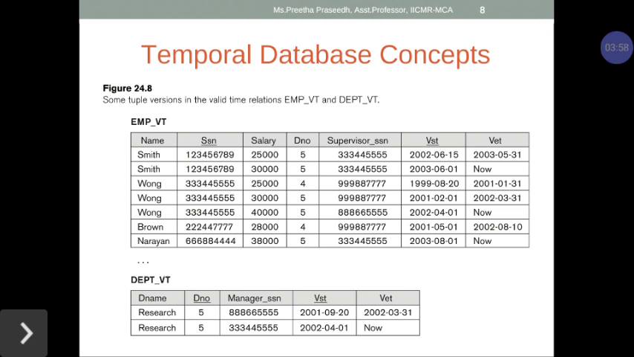So see this example of the employee and department table. You can see that the valid start time and valid end time are given over there for the employee table, and valid start time and valid end time are there for the department table as well. So you can see the till time and the start date, everything is mentioned over there. So using this, the history of the table can be fetched later.